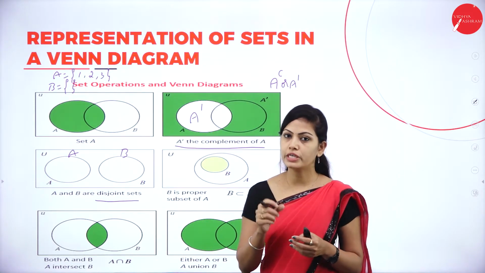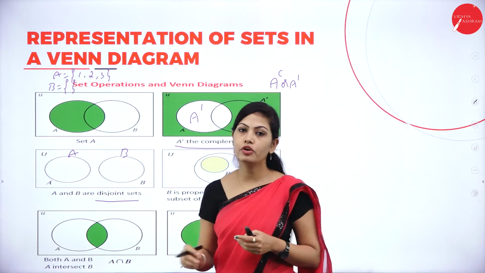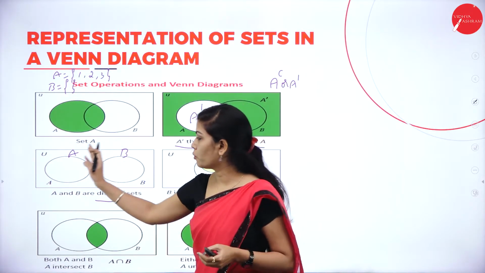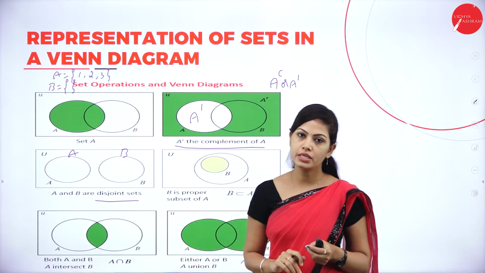Give an example for disjoint sets and write the Venn diagram for disjoint sets. You can write this example. There is no common element in both the sets, called disjoint sets.